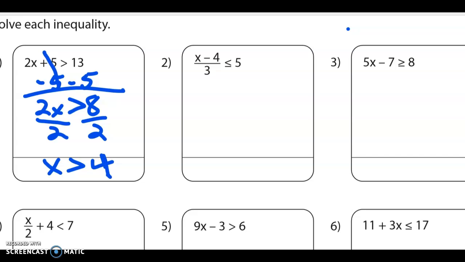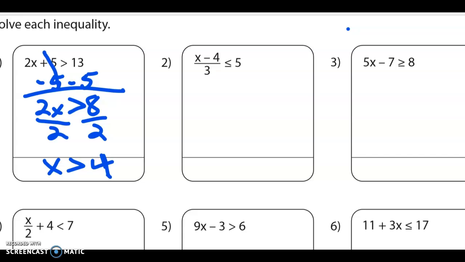Which means that I can plug in any number that is greater than 4 and get an answer. So if I put in 5, I would get 2 times 5, which is 10. 10 plus 5 is 15. 15 is greater than 13. So now let's move on to number 2.